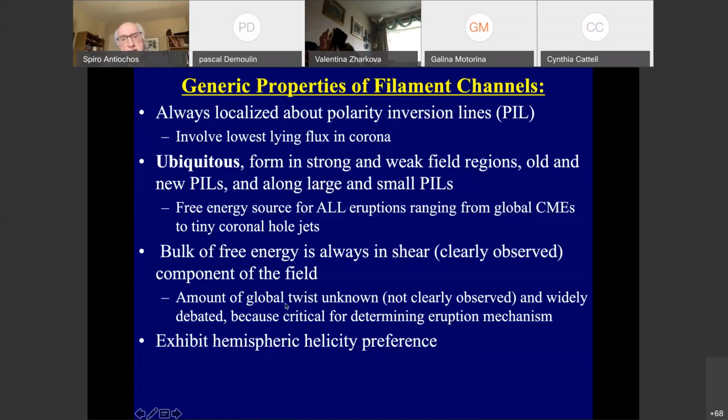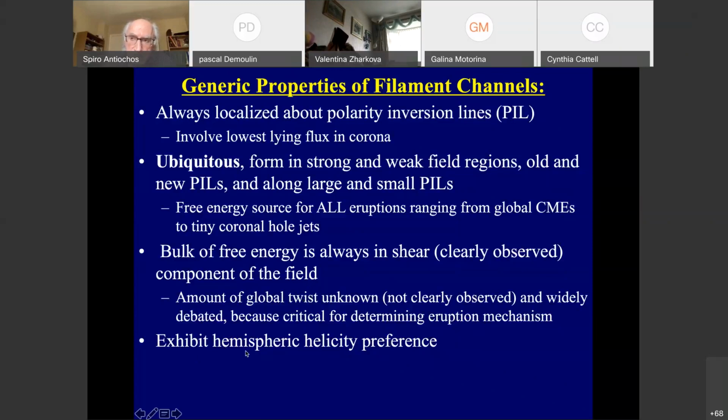A major unknown is how much twist is also in the field, the global twist. The twist is not clearly observed. The shear is definitely clearly observed. The twist is not clearly observed and is widely debated as to how much there really is. If you talk to some of the observers, like, for example, Sarah Martin, she'll say none. She draws her prominences, her filaments, as kind of stretched out field lines. But on the other hand, for some of the models, you need to have some twist. So the amount of twist is critical for determining the eruption mechanism. And so this is a big challenge, to determine how much twist there is in these filament channels.